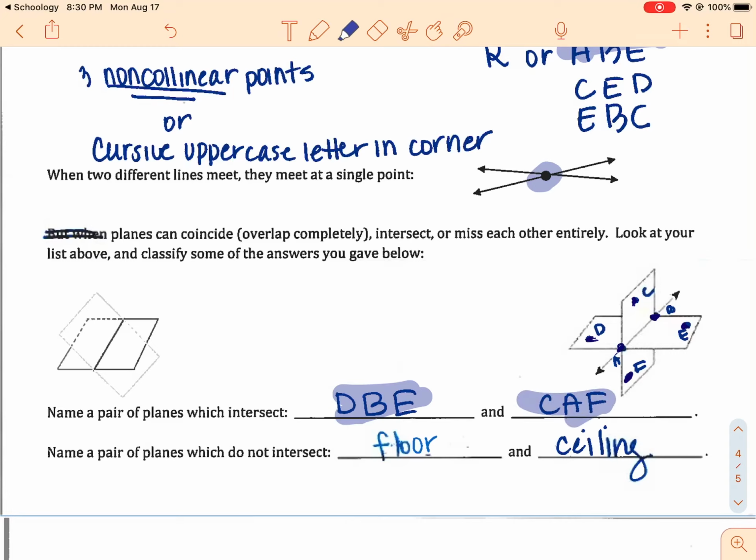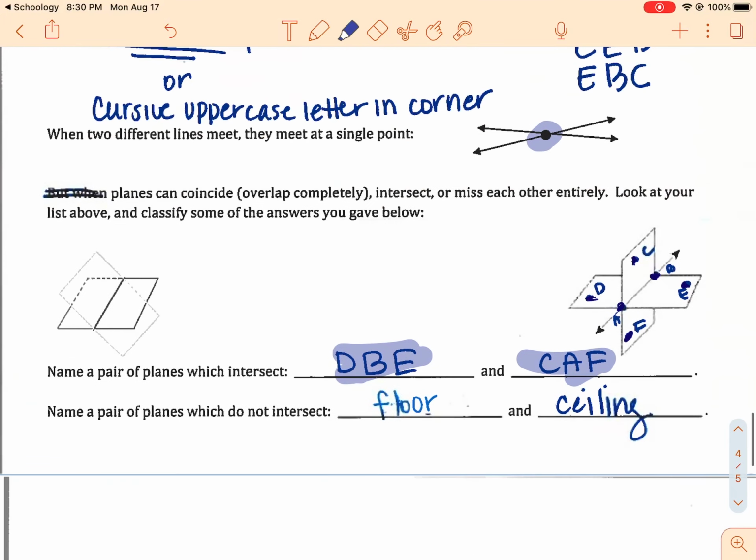If you're looking at the room that you're in, what are a couple of planes that don't intersect? So if they don't intersect, then we're thinking they're parallel. So you might think the floor and the ceiling. Those are never going to touch. Those are parallel, so they won't intersect. So hopefully that makes a little bit of sense.